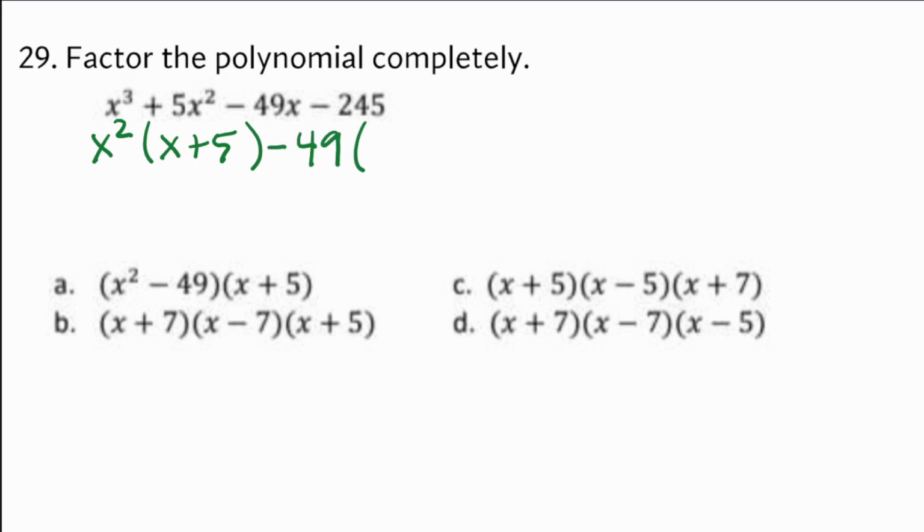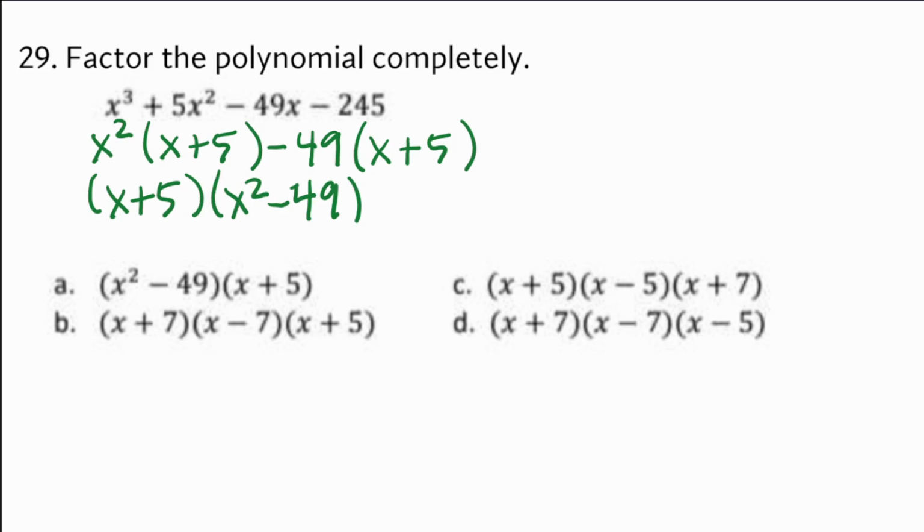So I'm just going to think about what would 49 times 5 be? Well, it would be just a little bit less than 50 times 5, which would be 250, and it would be 5 less than that, so that makes sense. Okay, so this is negative 49 times x plus 5. Then I factor out the x plus 5. I'm left with an x squared and a negative 49, which is the difference of 2 squares. Okay, again, this one looks like the right answer choice, but it's not fully factored. Right, so we got to go a little bit farther.